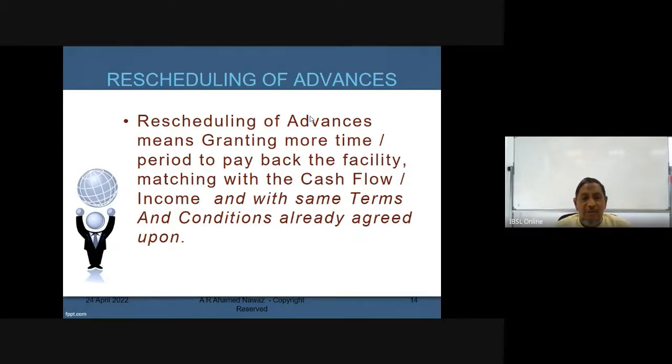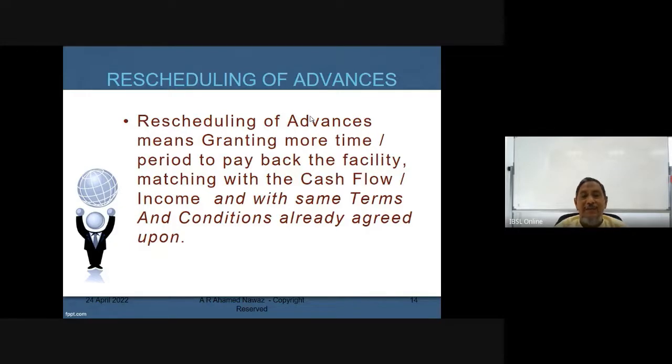Why? Very simple. Only without changing the terms and conditions already agreed upon. Only extending the period. By extending the period, the loan installment can be reduced to match the customer's cash flow or income, and he may be able to pay.